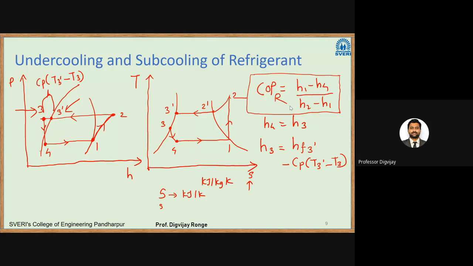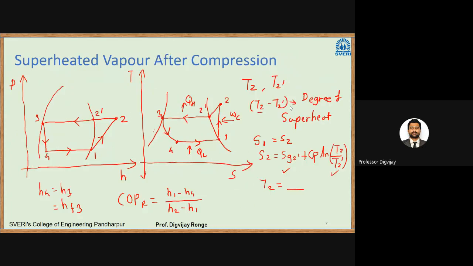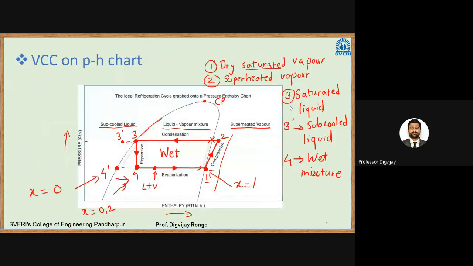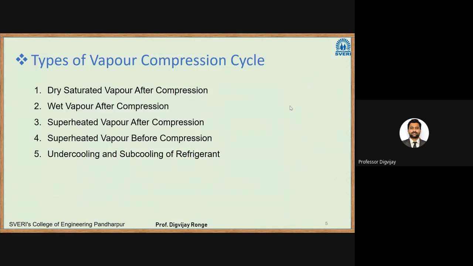Okay, so I'll just quickly take the review of what we have seen today. So we started with VCC on pH chart. I explained some processes. I tried to keep it interactive because this was a very important point. After this, we saw some processes in the vapor compression cycle.